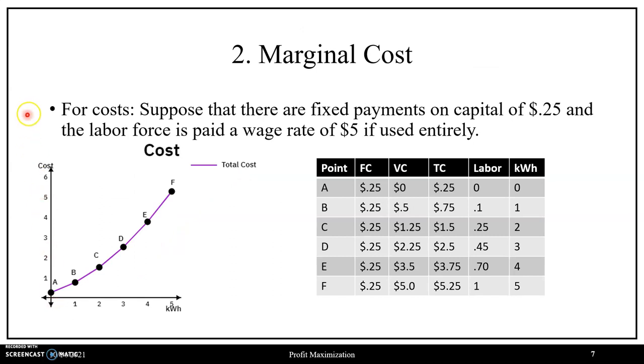Beginning with our cost structure, suppose that there are fixed payments on capital of 25 cents, and the labor force is paid a wage rate of $5 if used in its entirety. Using this, we can construct our fixed and variable costs and then construct our total cost structure as a result. Our fixed costs are going to be our costs on capital, which are the 25 cents, and which will not vary with labor and output being used and produced.